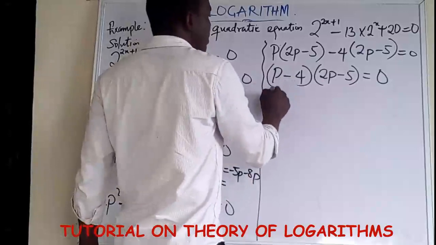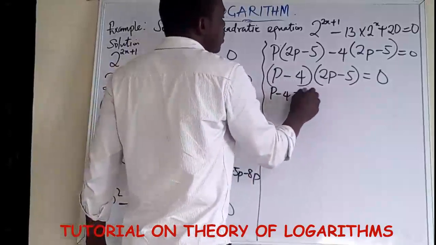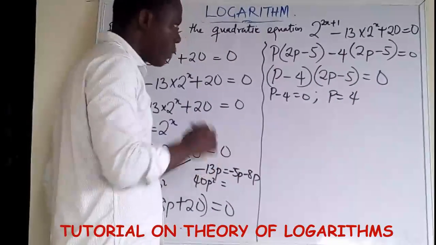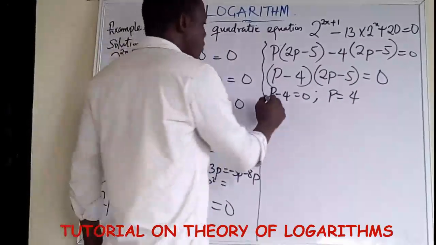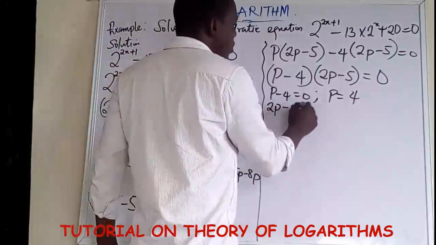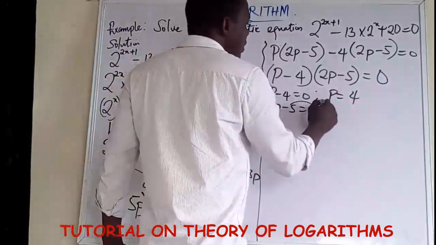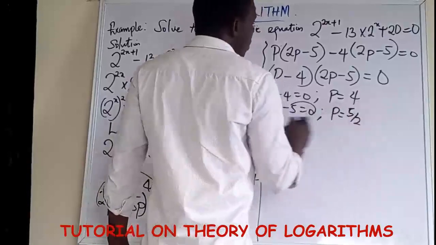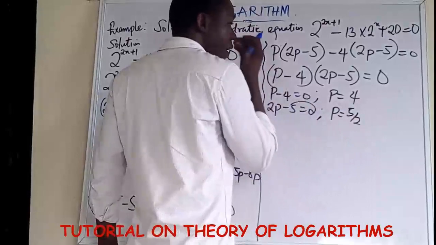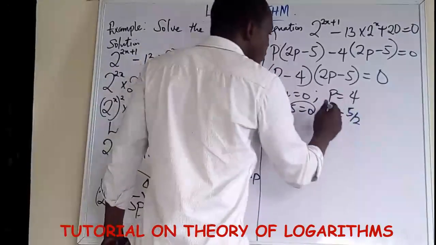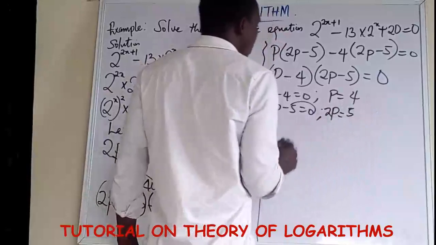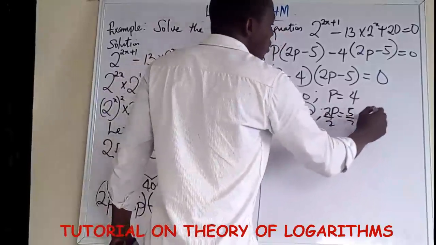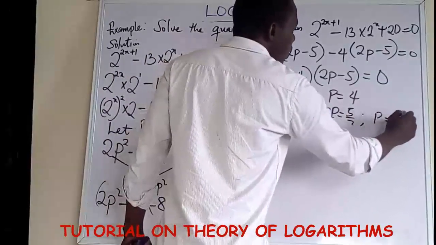So from here we can say p minus 4 equals 0, therefore p equals 4. When we have 2p minus 5 equals 0, we transfer this one and say p equals 5 over 2. Or you transfer this to this side and divide both sides by 2: 2p equals 5, I move this one here, so I divide both sides by 2, and I have p equals 5 over 2.